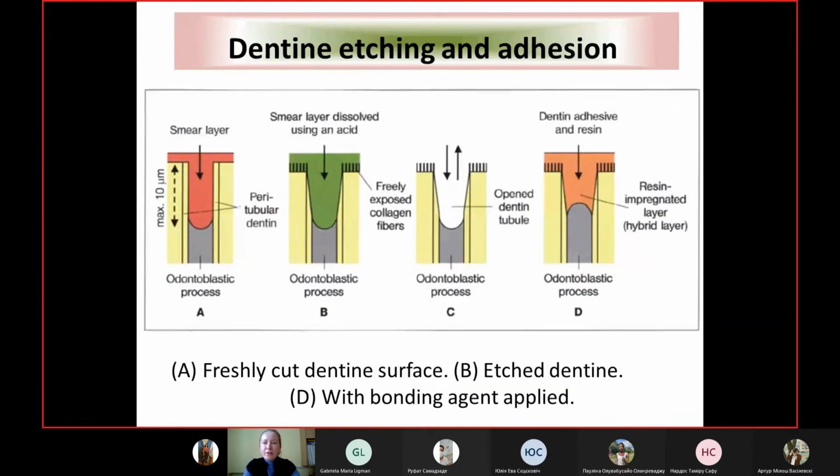So this diagram shows you how the resin adhesive system flows into dentine tubules and creates tags. Here you have the smear layer. Here you have the smear layer dissolved using acid. Here you have the empty tubule, and now the resin flows into the dentine tubule, closing it. So this is the formation of the hybrid layer.